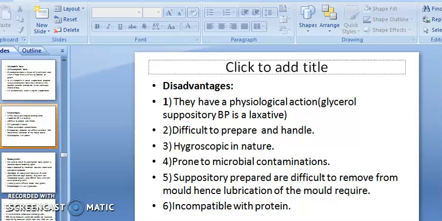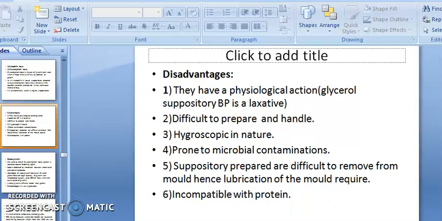Suppositories prepared are difficult to remove from the mold, hence lubrication of the mold is required. When we choose glycerogelatin base, it requires more lubrication. It is also incompatible with protein. If you want to prepare a protein drug suppository, in that case you cannot use the glycerogelatin base because it has a chemical interaction with protein, or incompatibility with the protein molecule.